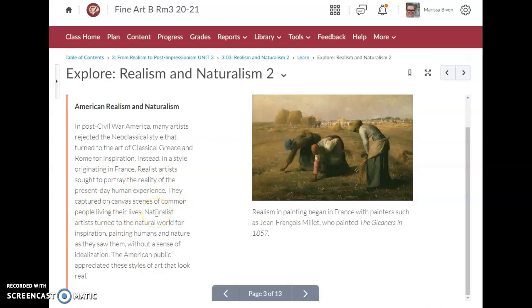Naturalist artists turned to the natural world, so landscapes, the outdoors. They painted humans and nature as they saw them without a sense of idealization. So exactly as you see somebody, all their wrinkles and warts and everything, you would paint them exactly as you saw them. You would not try to idealize them and make them look better than what they really looked in real life. And the American people appreciated this style.